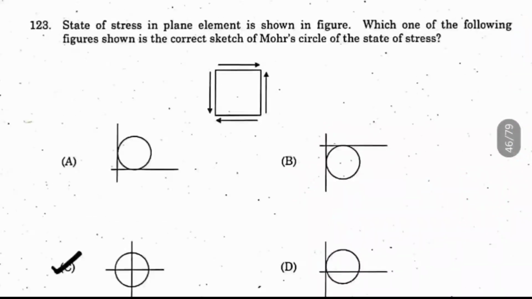123. The state of stress in a plane element is shown in the figure. Which one of the following is correct? So it's the Mohr circle diagram. So when the normal stress only is occurring, obviously this will be the answer, option C.